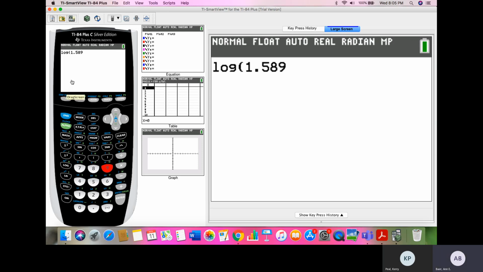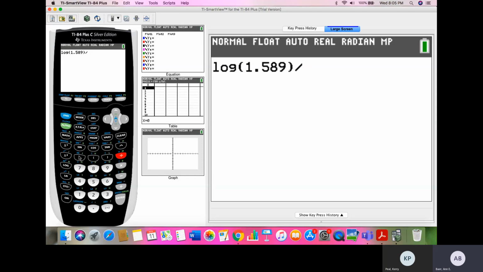Closing parenthesis. That didn't work on my keyboard, and I didn't realize it was going to take it all out of there, so I apologize for that. So I'm going to go back and get log again, 1.589, and then I'll use the parenthesis here, the division symbol, divided by, parentheses. Got to put the whole denominator in parentheses.